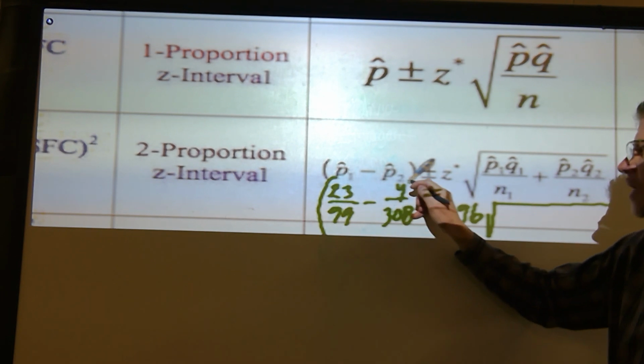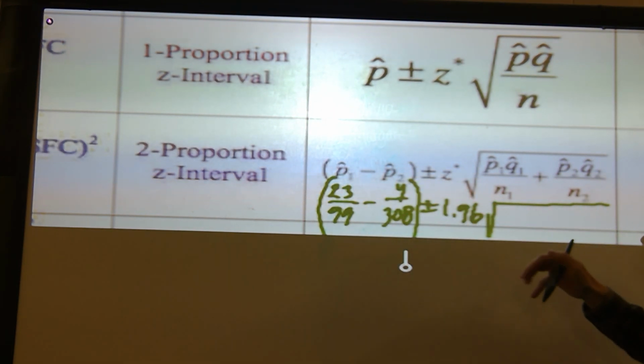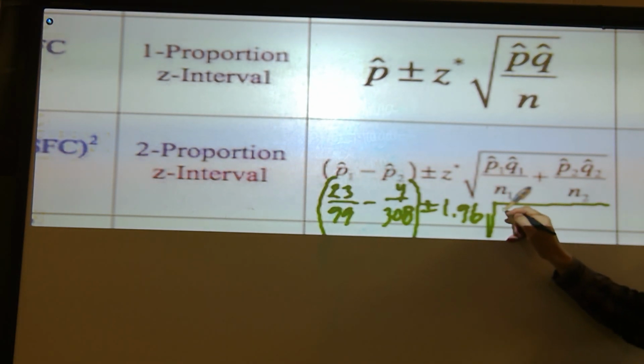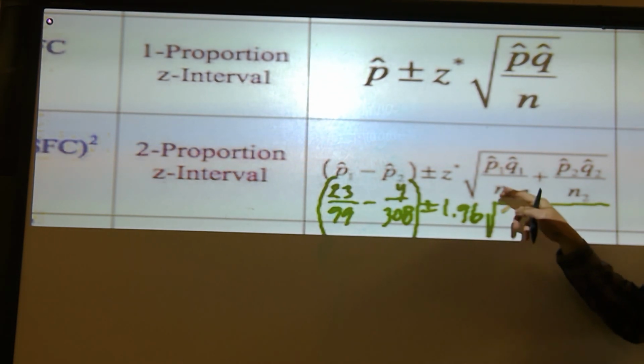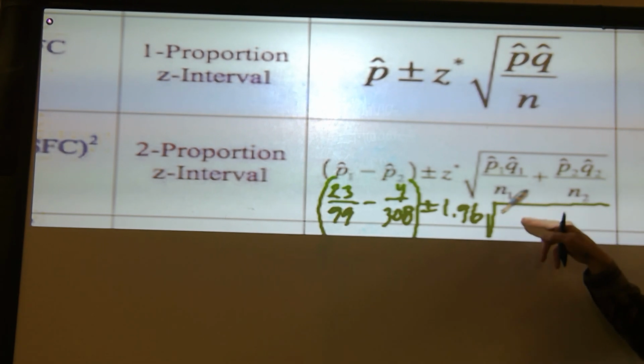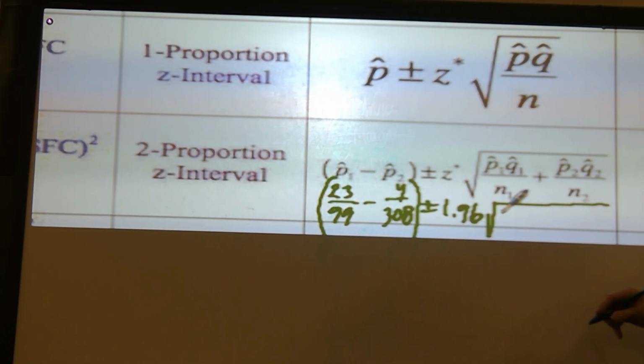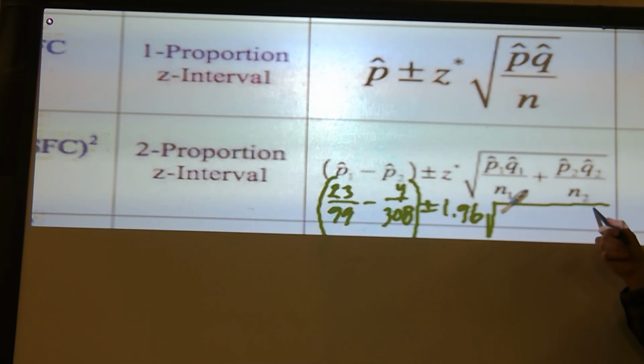Oh, by the way, this is a quantity. It's this quantity, 22%, plus or minus 1.96. And then it took this fraction again. What is this? This is 23 over 99. q1 hat would have to be, what's 99 minus 23? 76. So it's 76 over 99, all over 99, plus 4 over 308 times 304 over 308, all over 308. I mean, that's what it did.